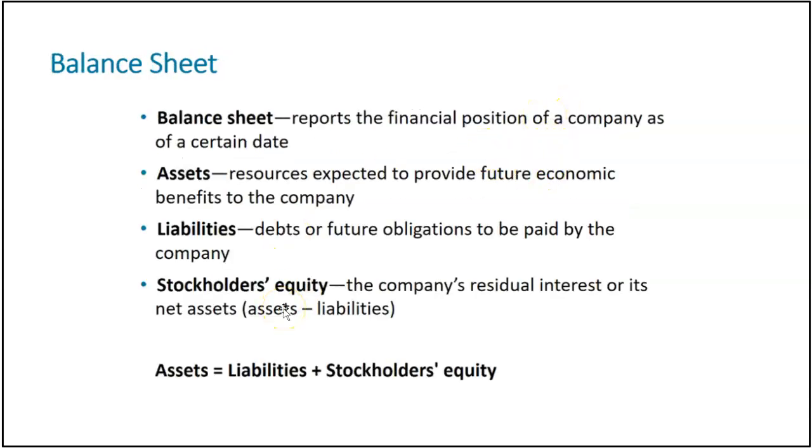The balance sheet, this reports the financial position of the company as of a certain date. And you want to think that we've got assets being equal to liabilities plus stockholders' equity. And assets are resources to provide future benefit. Liabilities are debts or obligations to be paid out of those assets. And stockholders' equity, again, is the residual interest or its net assets. Okay, that's stockholders' equity. That's what's left after you've got your assets and paid your bills. But there are a lot of assumptions, okay, underneath these numbers.